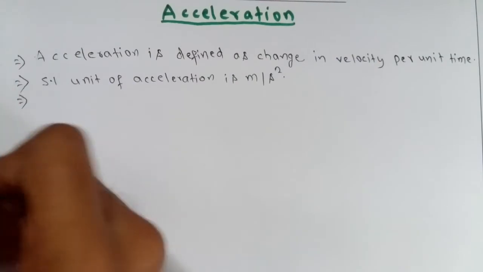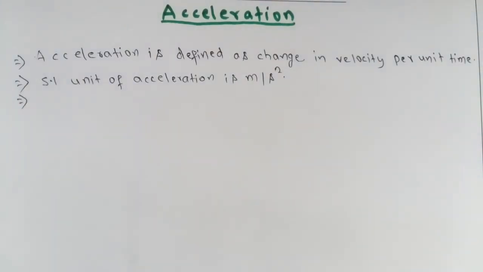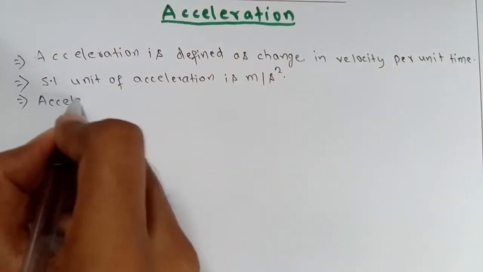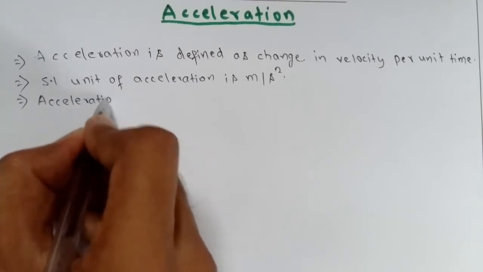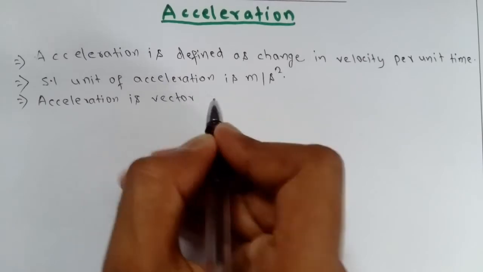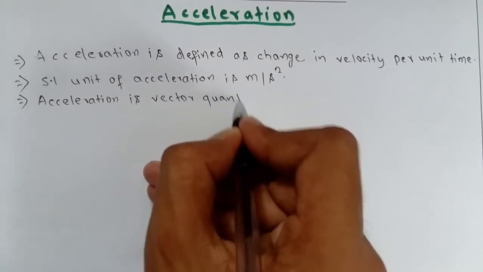And in the third point we will write: acceleration is a vector quantity, because it has both magnitude and direction.